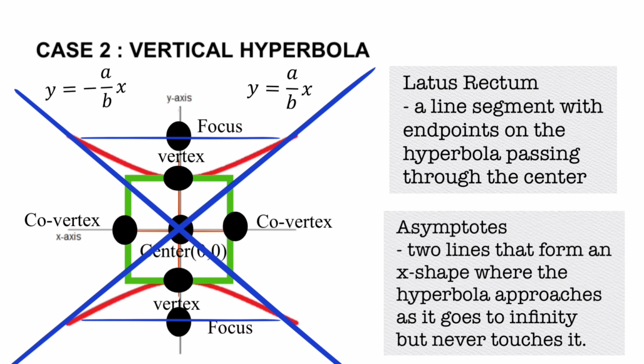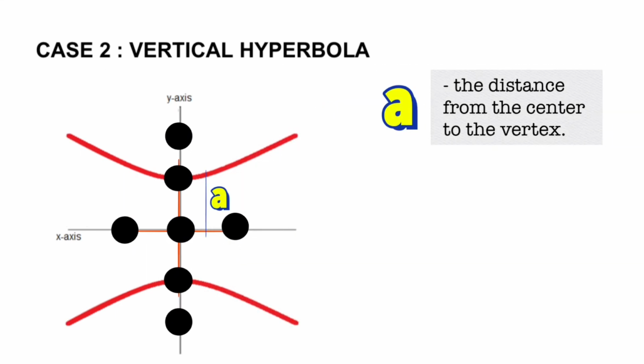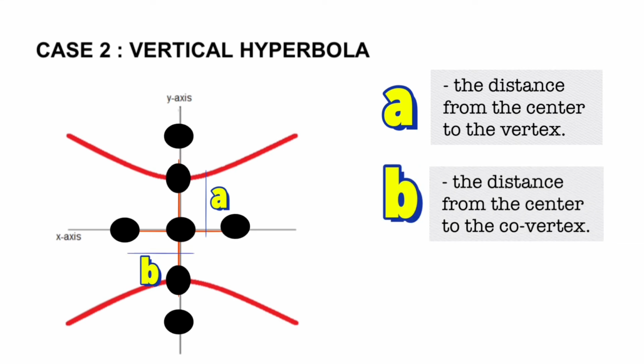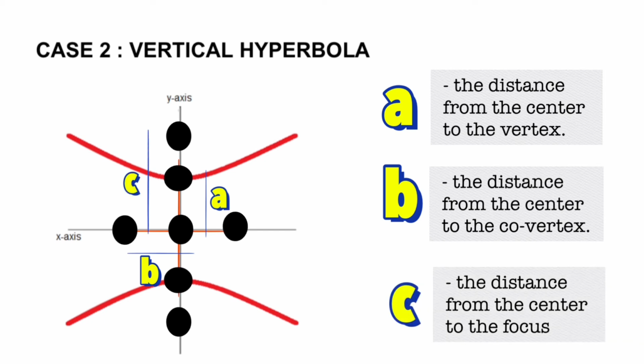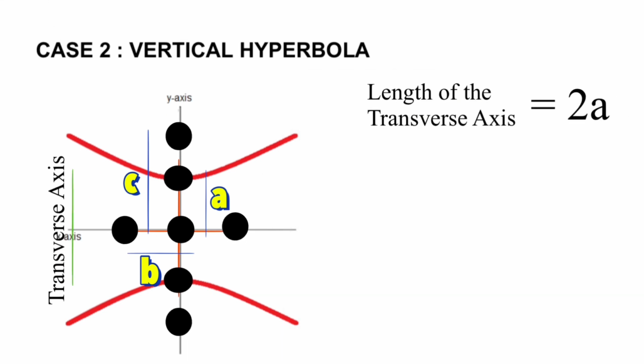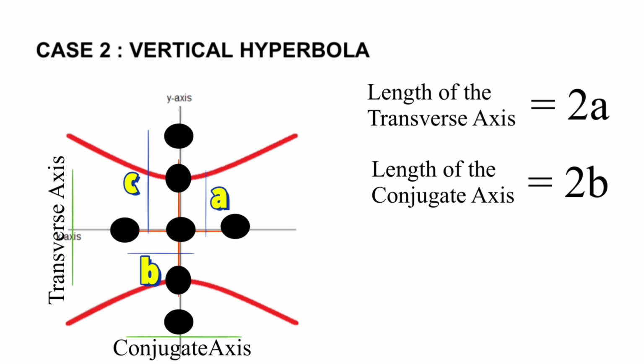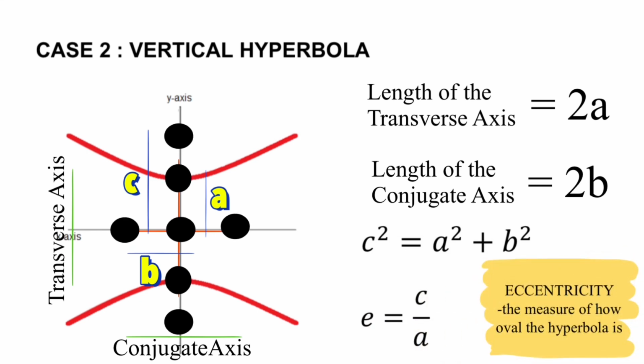We also have these lengths in a vertical hyperbola. We have the a, which is the distance from the center to the vertex. We also have the b, which is the distance from the center to the co-vertex. And we have the c, which is the distance from the center to the focus. Again, the length of the transverse axis is 2a. The length of the conjugate axis is 2b. And the formula that relates a, b, and c in a hyperbola is c squared equals a squared plus b squared. And again, the eccentricity of a hyperbola has a formula of c over a.